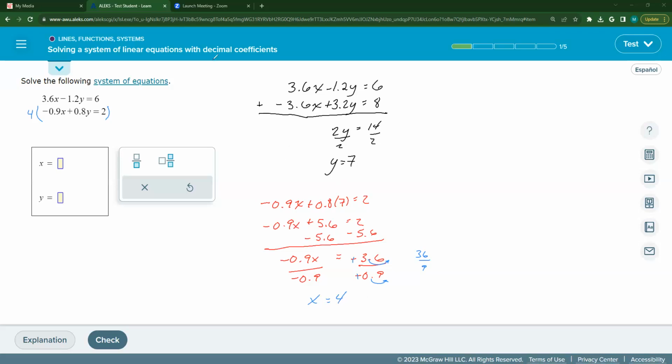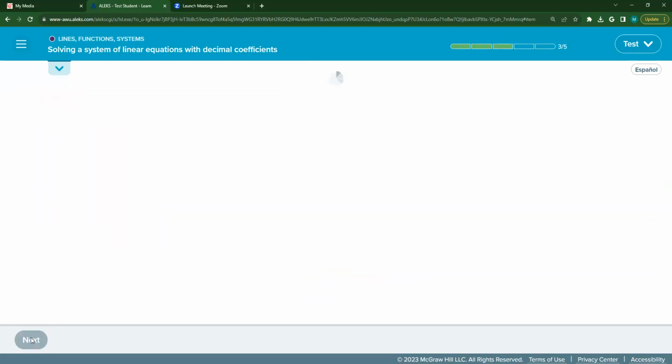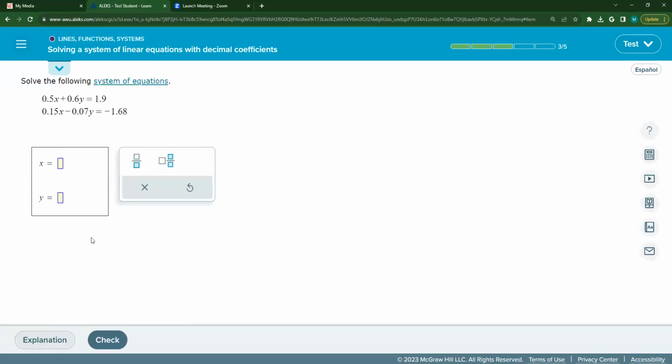and y is 7. So typing those in, x is 4, y is 7. Check my answer. And I can clear my work. And I will do one more of these and we should be good for the problem.